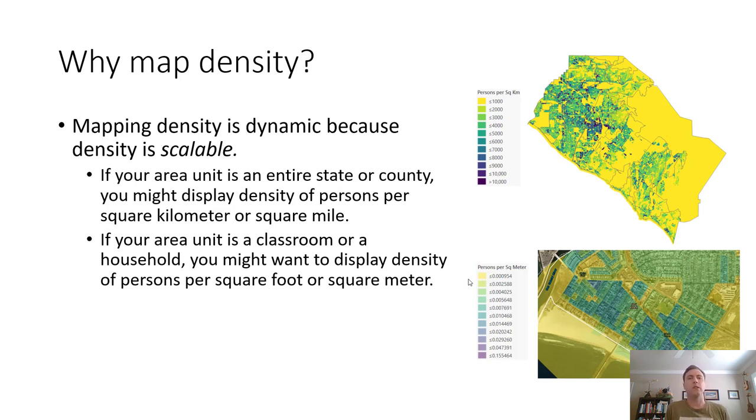Okay, so mapping density is dynamic because density is scalable. If your area unit is an entire state or county, you might display density of persons per square mile or per square kilometer. If your area unit is a classroom or a household, you might want to display density of persons per square foot or square meter. So basically, that means that depending on what your numerator is, you can always change that denominator as well. It just depends on what the scale is. So you're not stuck into persons per square mile. You could do persons per square foot, persons per square meter, whatever it is, per every 10 square meters, right? So it is scalable.